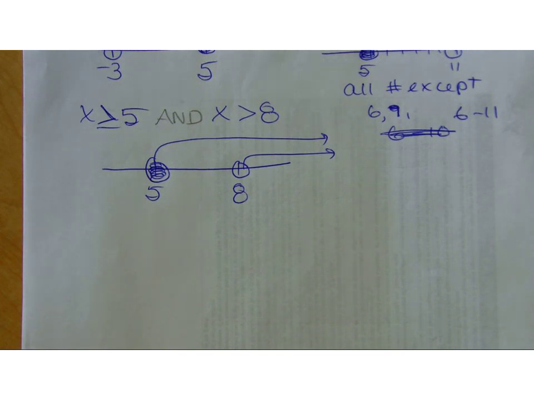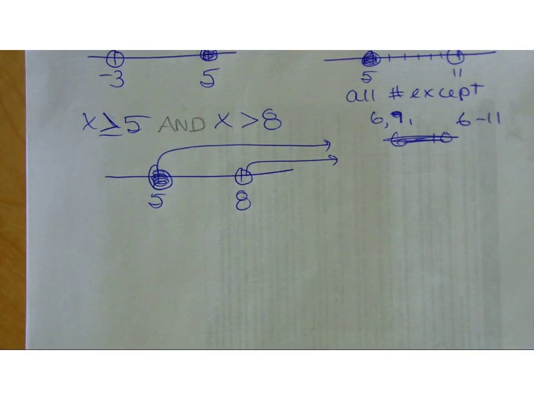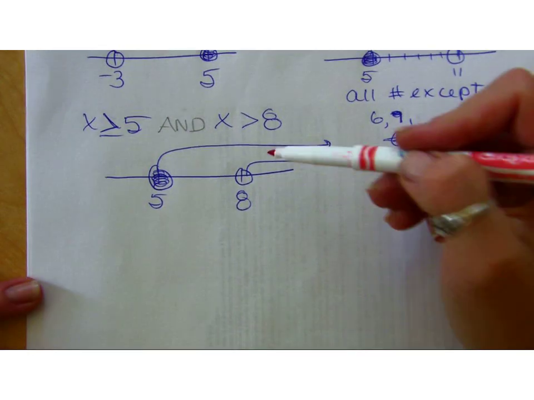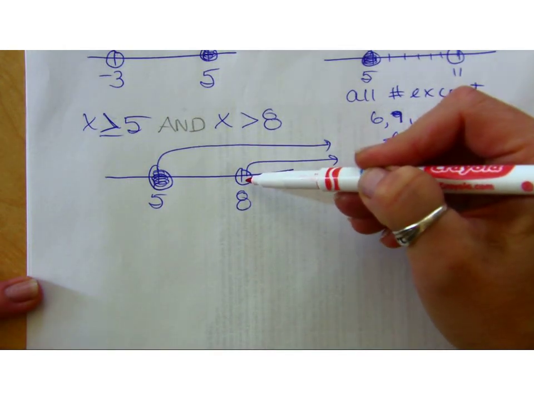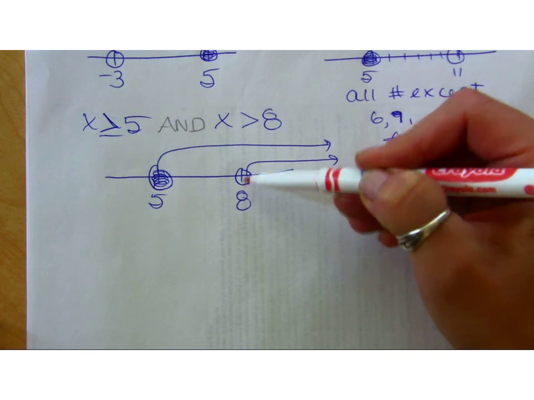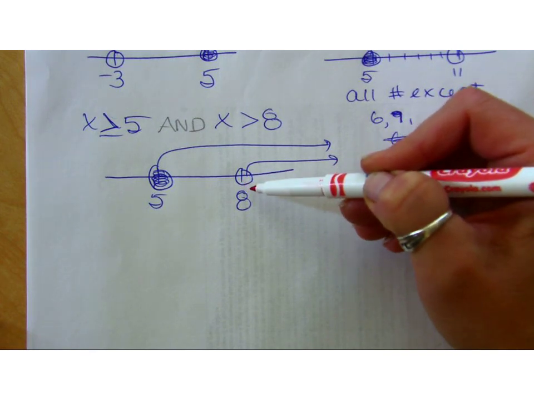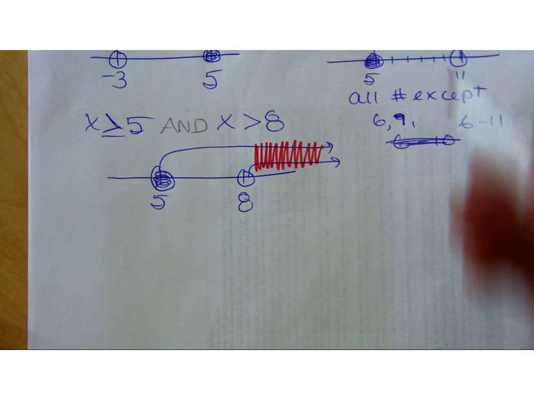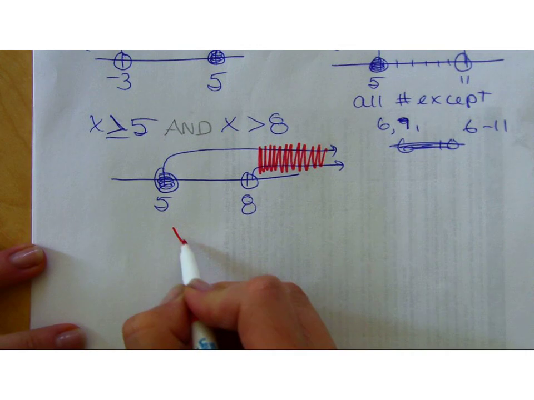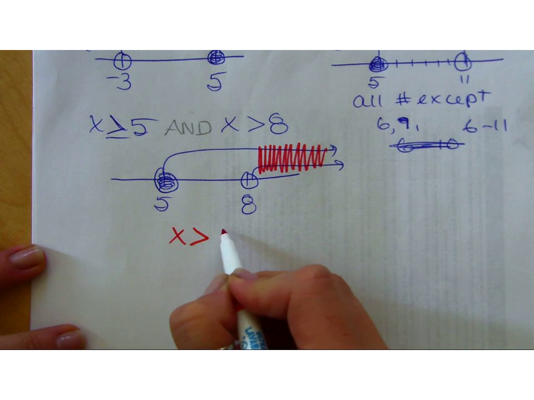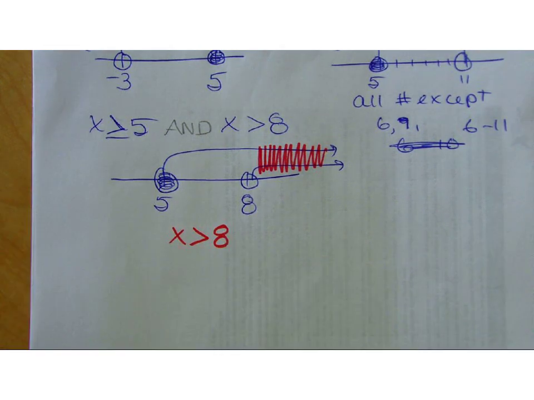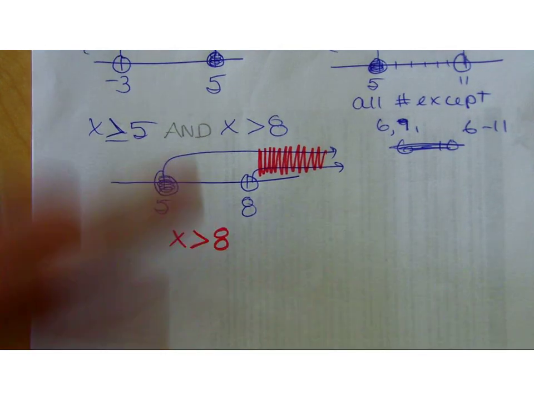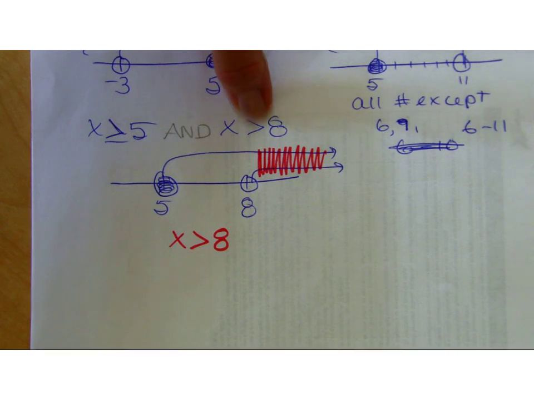9, right? Because it's an "and," what did we say to look for on a graph? Overlap. Is there overlap at 8? No. If 8 was colored in, would there be overlap at 8? Yes. So my overlap doesn't start until X is greater than 8. So this one would be my actual answer.